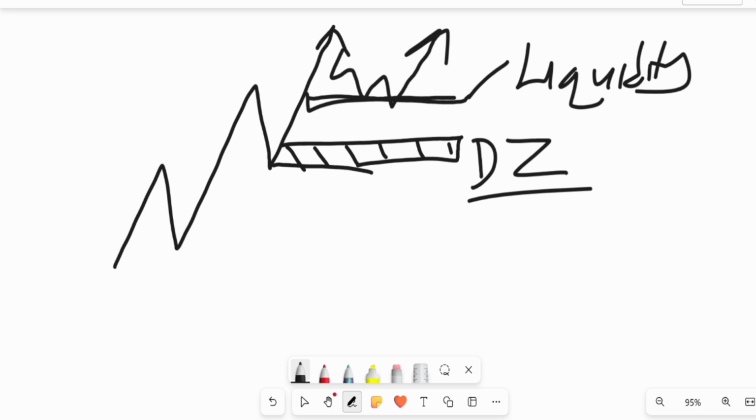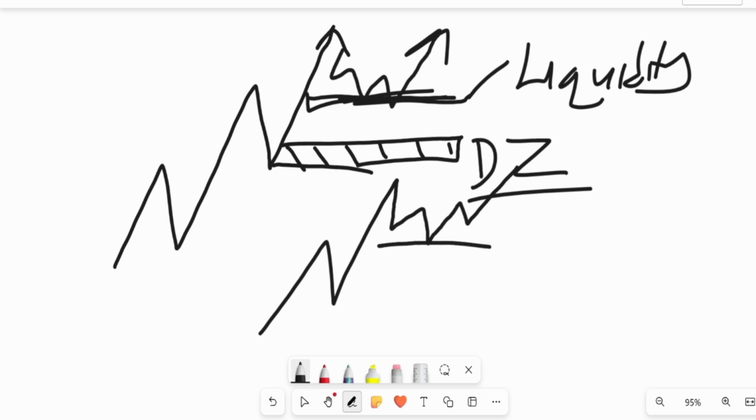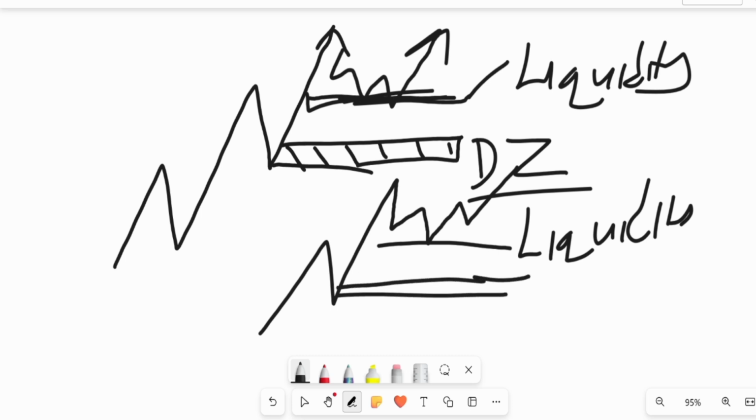If you see this zone, the liquidity zones, let me draw a clear one. This is the higher time frame, but in lower time frame, you will see something like this. Now this is what we call our liquidity zone. This is our demand zone.